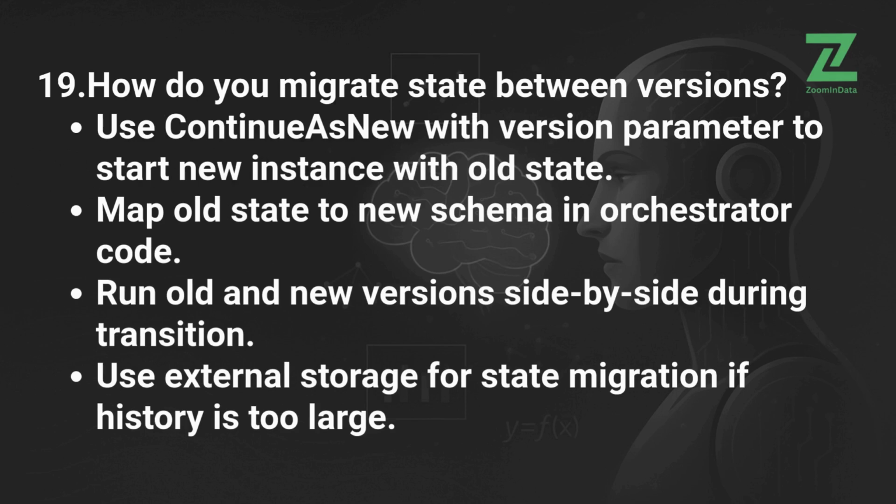How do you migrate state between versions? Use continue-as-new with a version parameter to start a new instance with the old state. Map old state to the new schema in orchestrator code. Run old and new versions side by side during transition. Use external storage for state migration if history is too large.